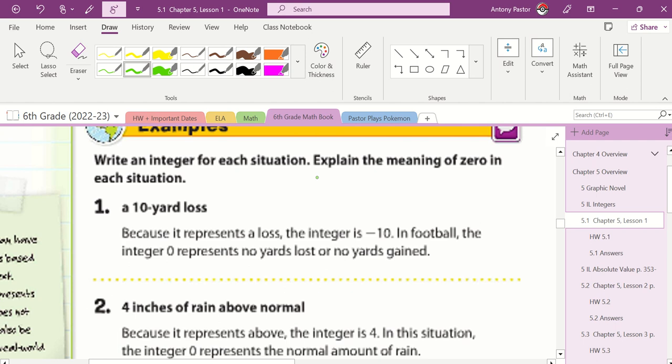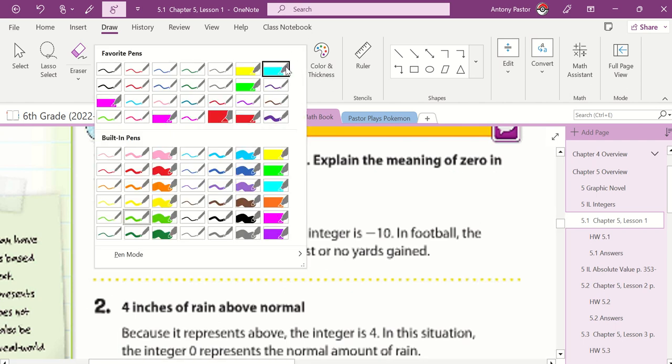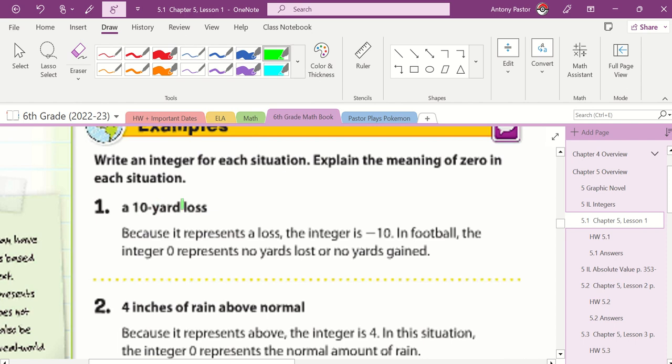Write an integer for each situation. Explain the meaning of 0 in each situation. This is where we're going to get into a lot of vocabulary. A 10-yard loss. The word loss is going to explain this. Now, like in football, say a running back gets the ball and is tackled behind the line of scrimmage. This is a 10-yard loss. Because it represents a loss, the integer is -10. In football, the integer 0 represents no yards lost or no yards gained. In football, 0 would be the line of scrimmage. So if we snapped the ball and we got it right back to the line where the ball started, we didn't gain anything and we didn't lose anything, like it says here.